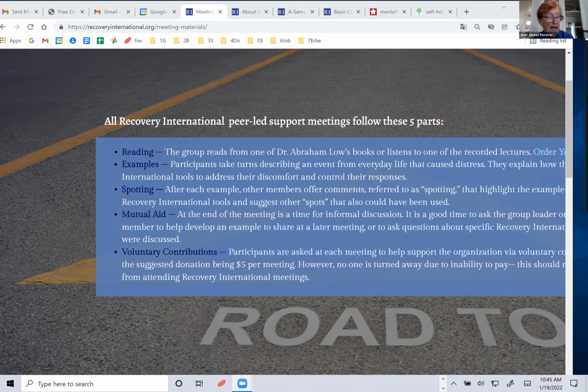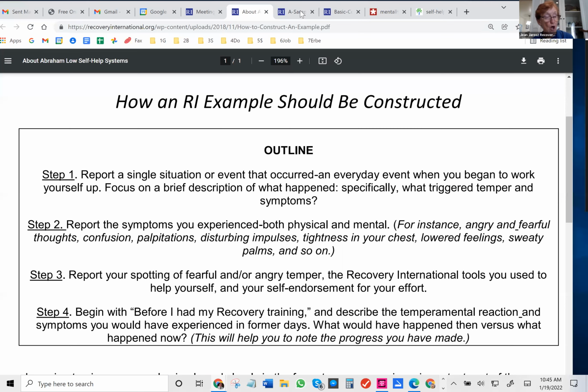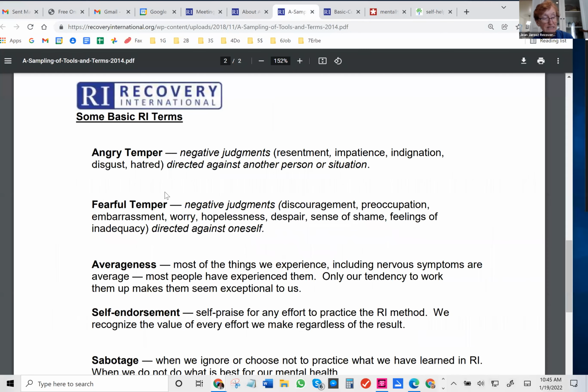Some of the angry temper kinds of words are when we have resentment, impatience, indignation, disgust, or hatred towards another person. Fearful temper is like discouragement, preoccupation, embarrassment, worry, hopelessness, despair, sense of shame, and feelings of inadequacy.